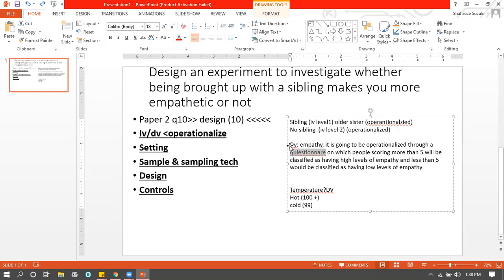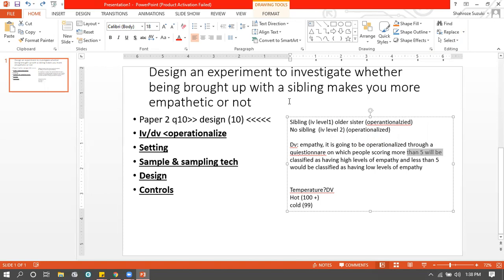So whenever you operationalize a concept within the DV, for example, empathy, it can be social intelligence, it can be intelligence itself, analytical skills, anything: anger, stress, depression, and you're going to use a questionnaire to operationalize it, even if you give the criteria, you're going to have to detail it.